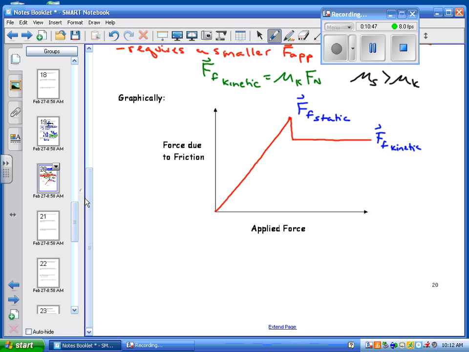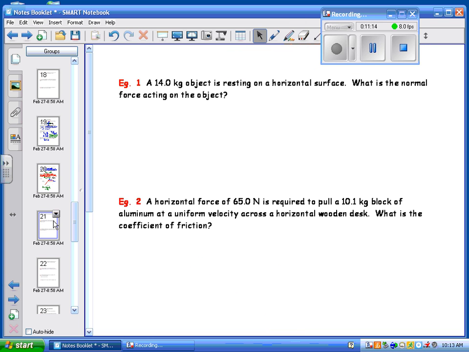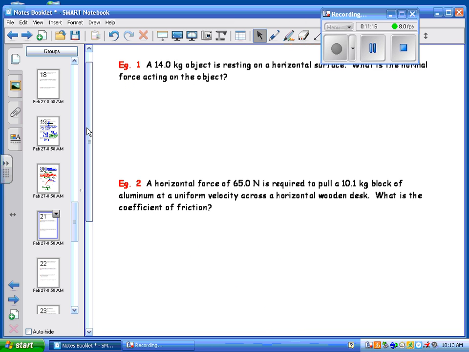Mu, in our formula where we have Ff equals mu Fn, which is mu Fg, what that actually shows you is that mu is just the ratio of force of friction divided by the force of gravity. So if you were to make a graph of the force of friction versus the force of gravity, you could find mu by finding the slope of that particular graph. We're not going to do that though. What we want to do now is just some examples using force of friction.